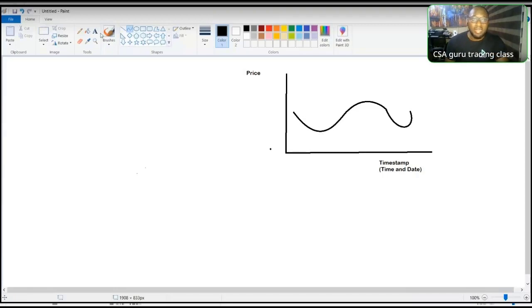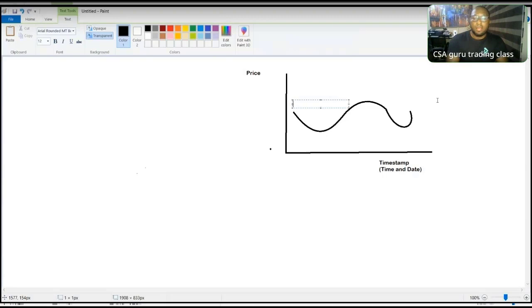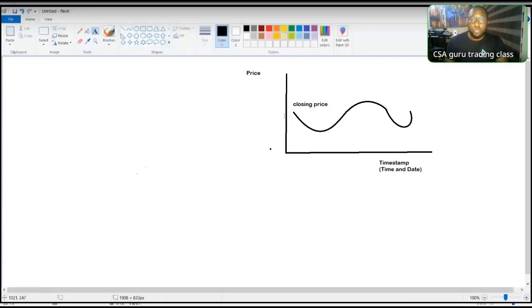So, like I said, the line chart shows you your closing prices. Line chart shows closing price only. And if you're going to be using a line chart to trade, it doesn't show you sufficient information. That is why the Japanese actually came up with the bar chart. So basically, what you need to know about the line chart is the closing price.